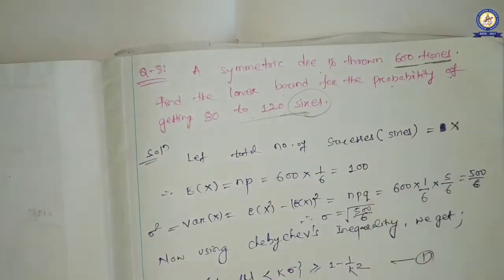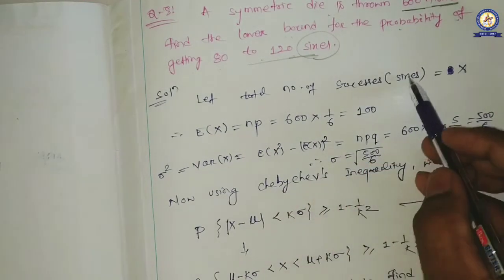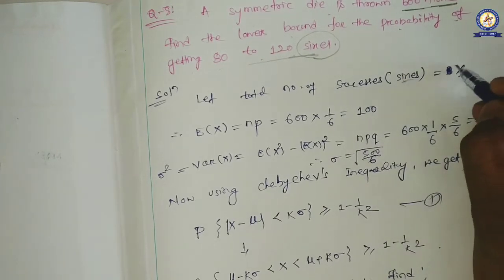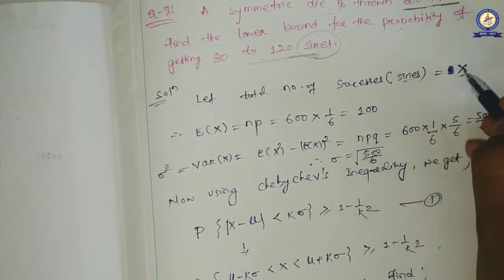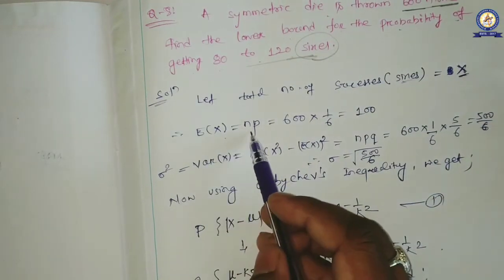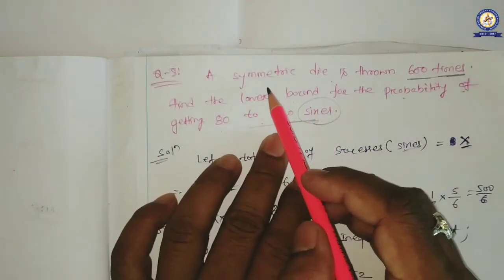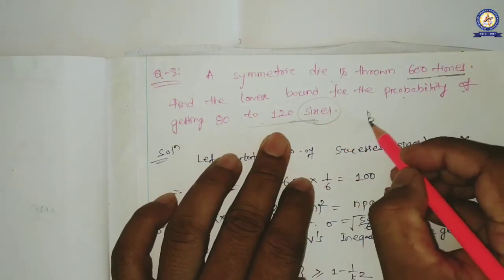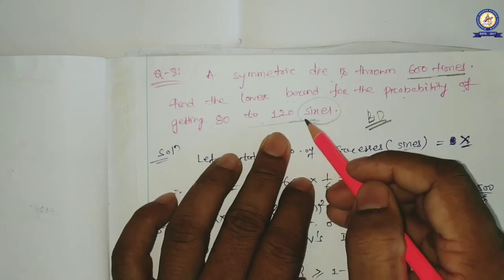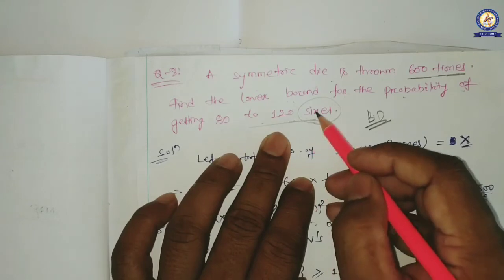So here we consider the number of successes, or sixes, as the random variable x. So the expectation of x will be equal to np. Why do we consider this? Because, if you watch carefully, this belongs to the binomial distribution. Here we are trying to find the number of 6s and not 6s. So success is getting 6.